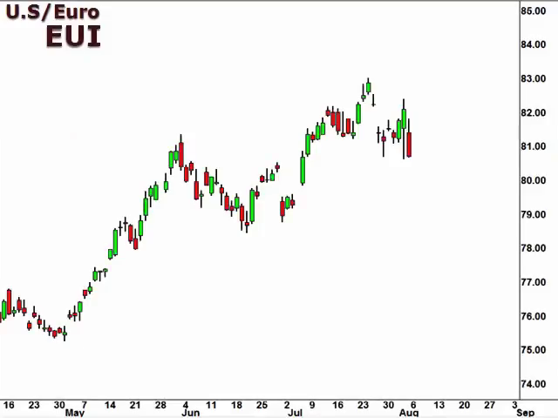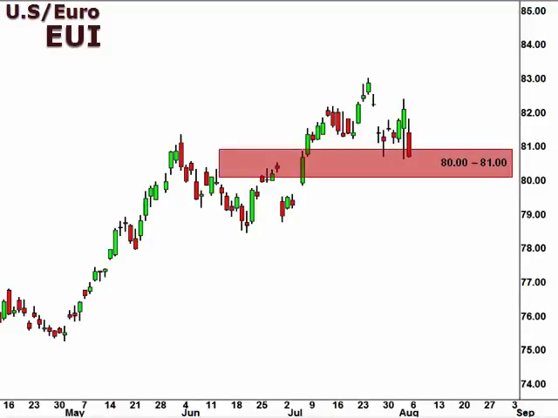Let's take a look at the EUI, the US dollar versus the euro. The EUI finished last week with another test of the 81 support level. We may see a move down deeper into this zone to test 80. However, we suspect a bounce this week with 82.83 as an upside resistance level.